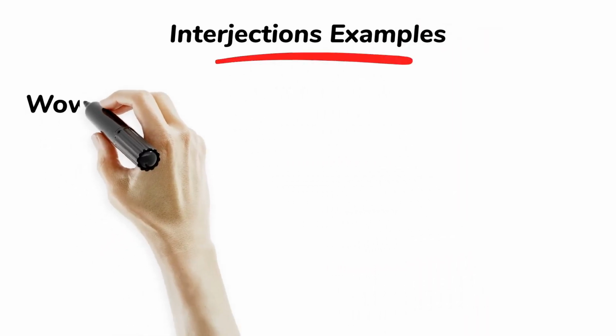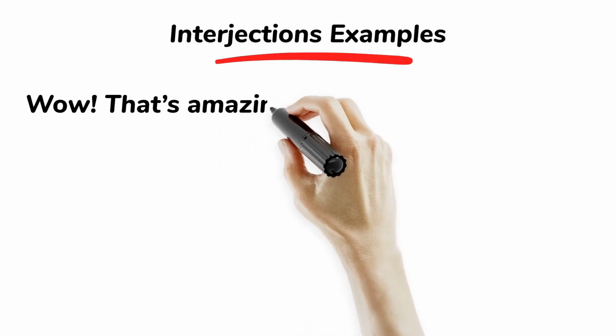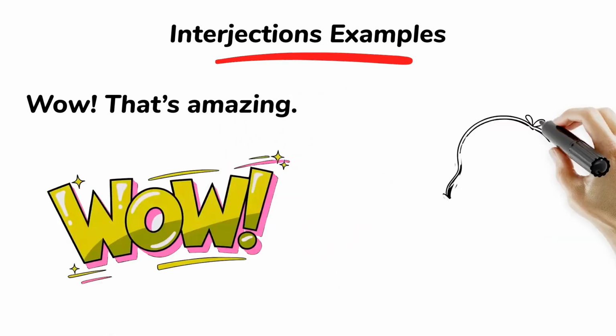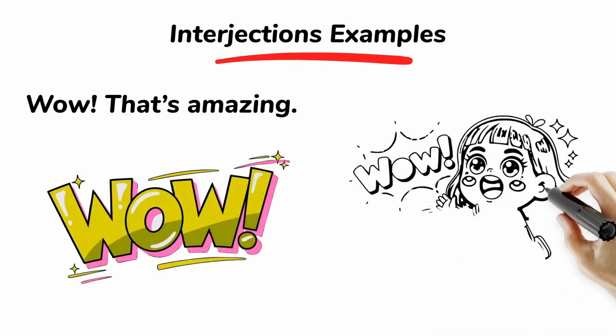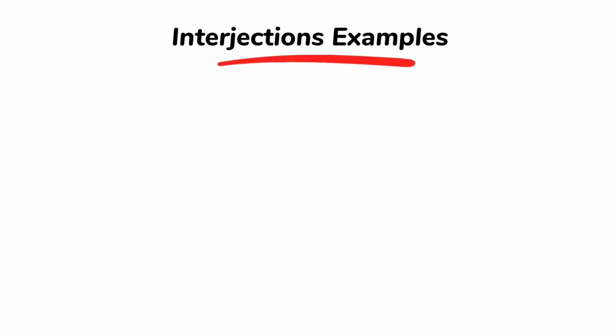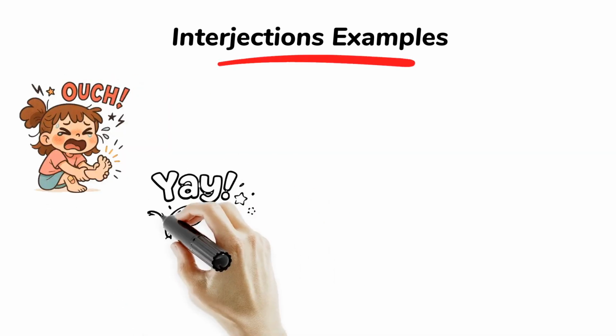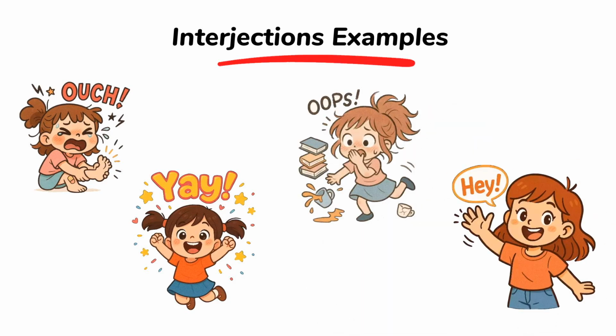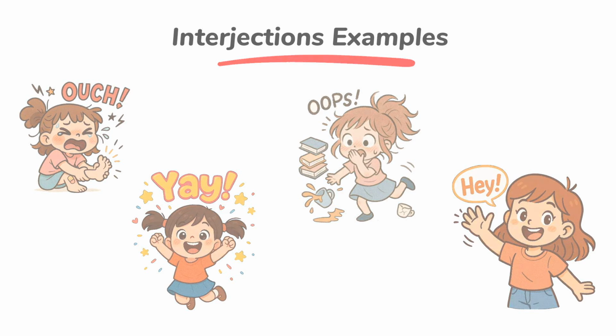For example, wow, that's amazing. The word wow shows surprise or excitement. It stands alone and lets us know exactly how the speaker feels in that moment. Other interjections include ouch for pain, yay for excitement, oops for mistakes, and hey to get someone's attention. Each one adds a burst of emotion to what we're saying.